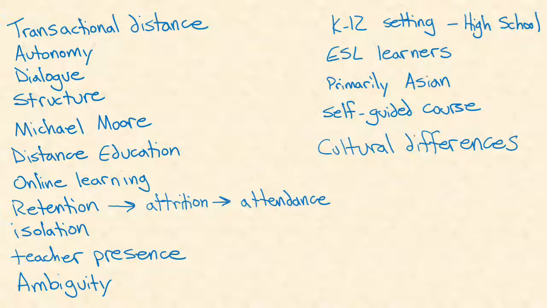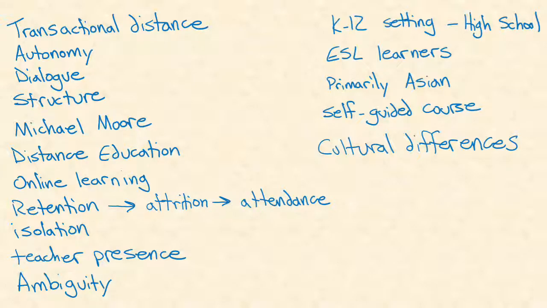As an example of this pre-write activity, I focused on transactional distance. You can see I have some of the main constructs of the theory in addition to the main author. But then I thought broader and focused on distance education and online learning. I focused on retention, attrition, and attendance. These terms are key words or search criteria that I might use to find relevant information.